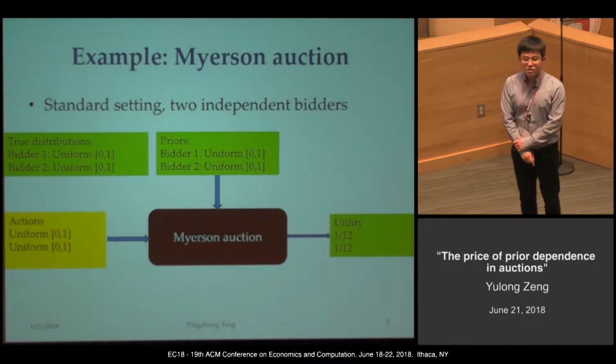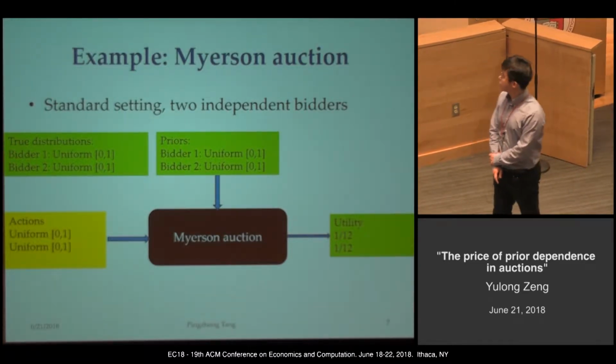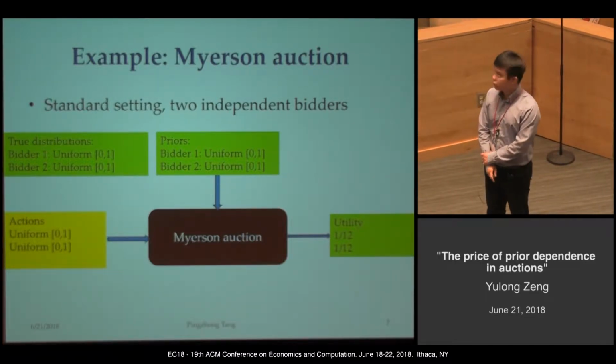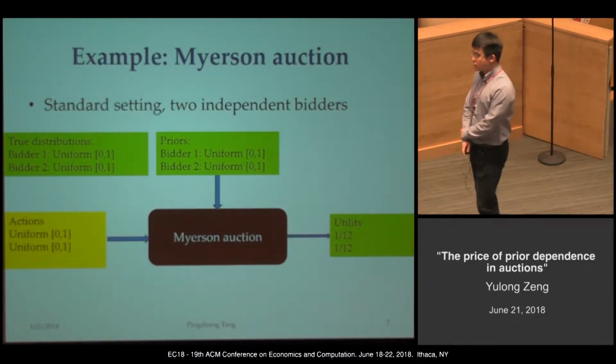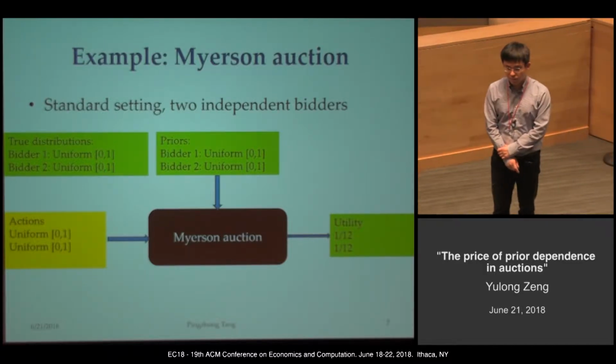So I will explain the main idea of the paper using an example of the Myerson auction. So consider a standard single item auction, then we have two independent bidders. And there is a ground truth on valuation distributions. So the two bidders are from uniform 0, 1.